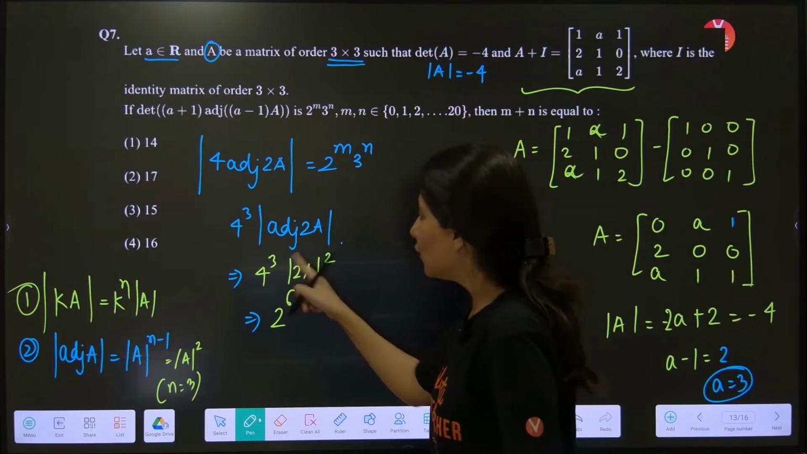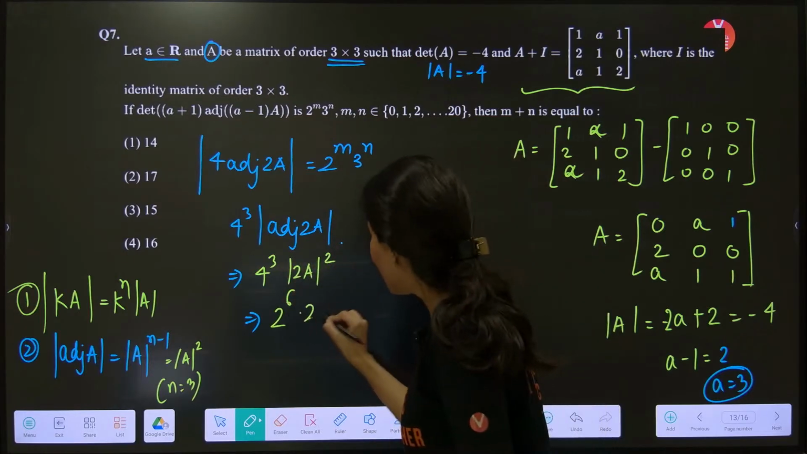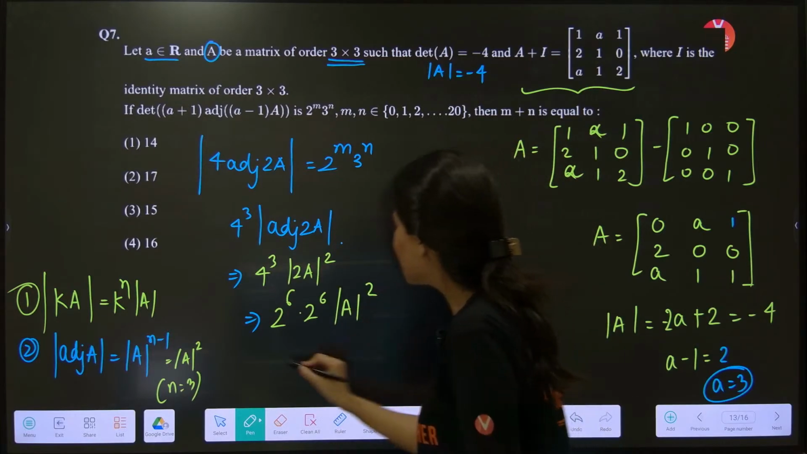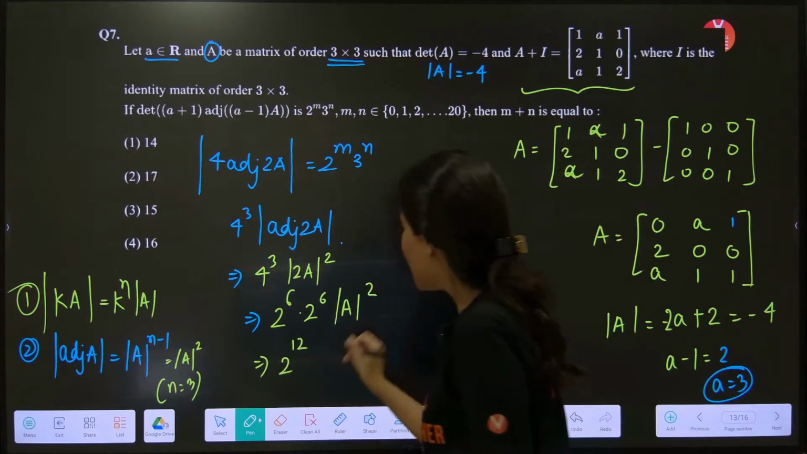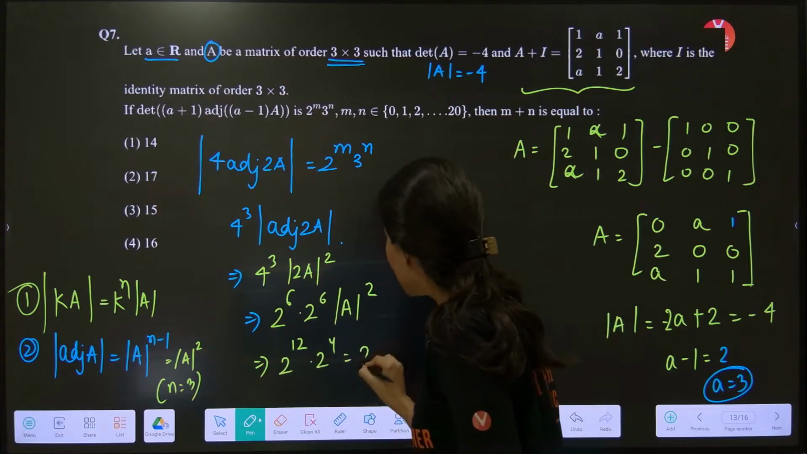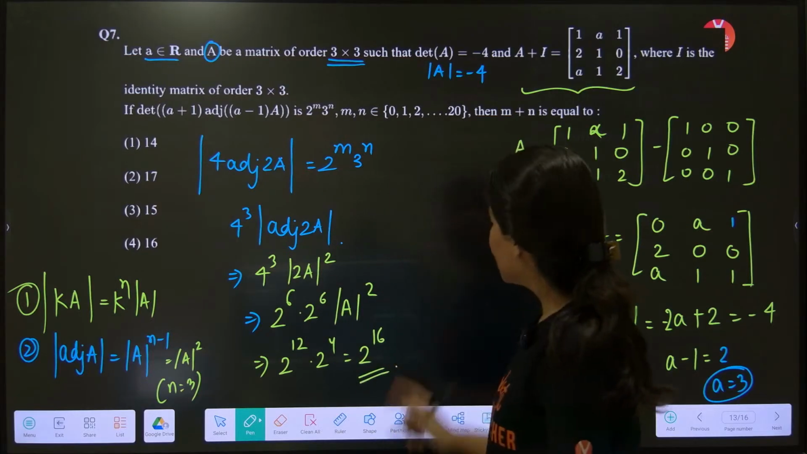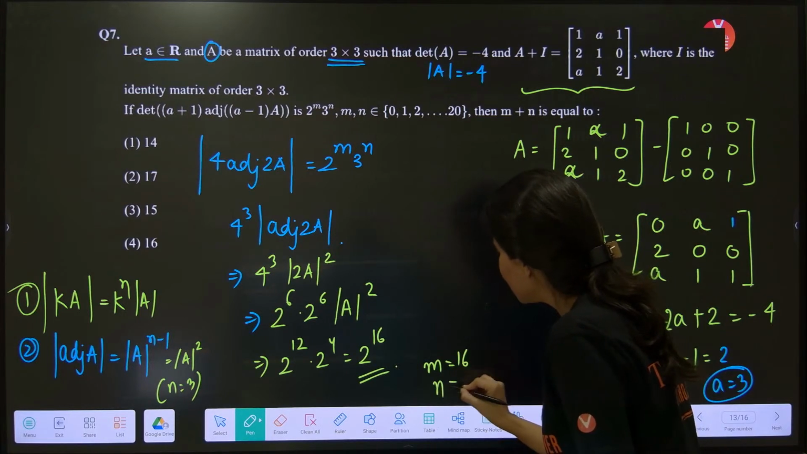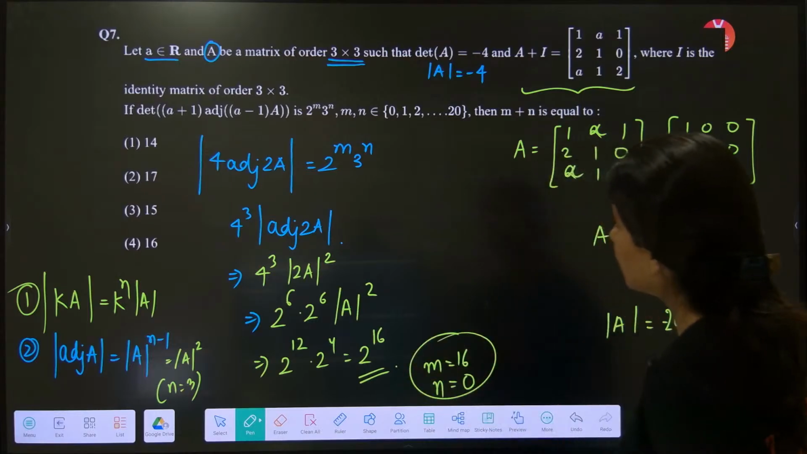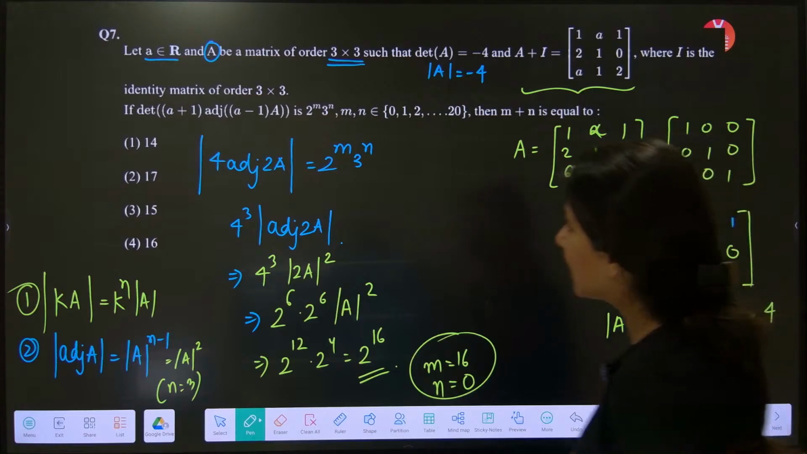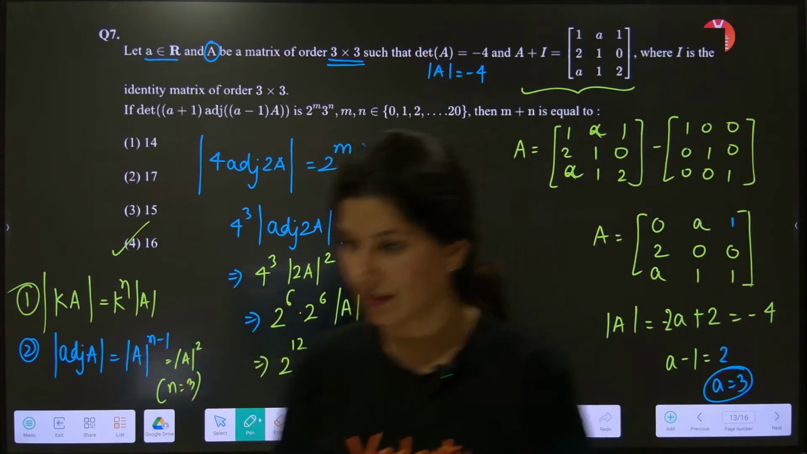Now what about this? 2 cube and square. 2 power 6 determinant A square. Determinant A is already given, which is minus 4 square. So 2 power 12 times 4 square is nothing but 2 power 4, so it is nothing but 2 power 16. From here we can say that m is equal to 16 and n is 0. 3 plus 1 is 4, 3 minus 1 is 2. M plus n is option D, 16. Yes?